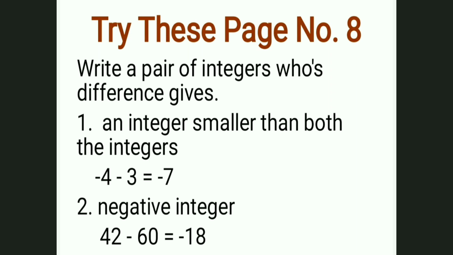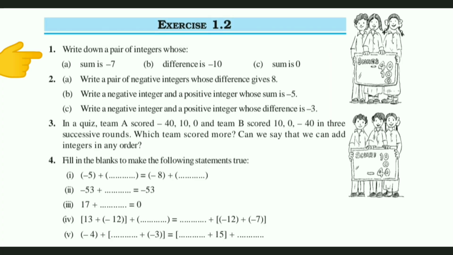The next is a negative integer. That means whatever difference we find between the two integers, our answer should be a negative integer. So here I have taken 42 minus 60. When we are subtracting 60 from 42, we are getting minus 18 and minus 18 is a negative integer. So children, you have understood. Now the rest of the sums you try on your own.